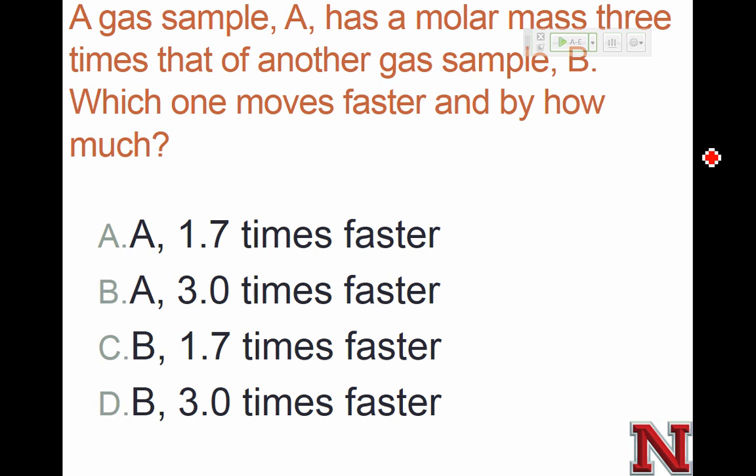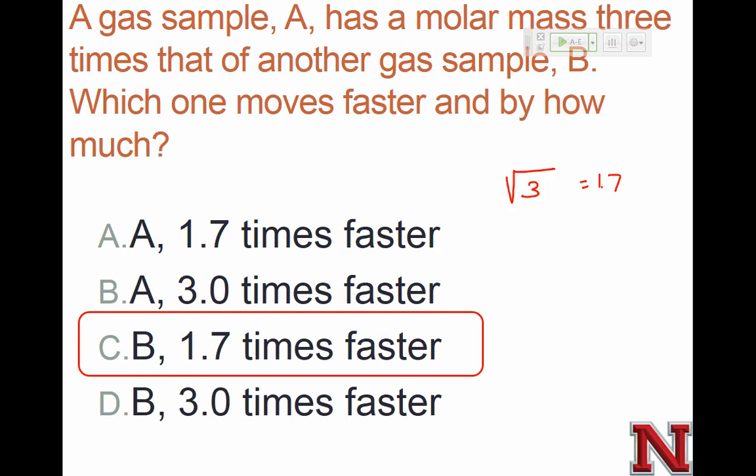But it's 3 times the size of the molar mass, so that means it's going to be the square root of 3, because that molar mass is going to be 3 times the size. So it's actually going to be 1.7 times faster. But I will give some partial credit to D, because B is a smaller gas, so you should be able to figure out that B is going to be faster.